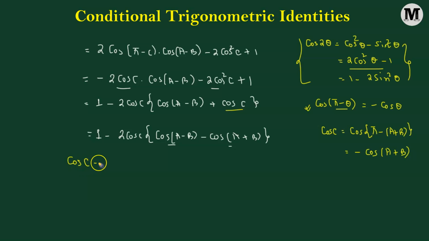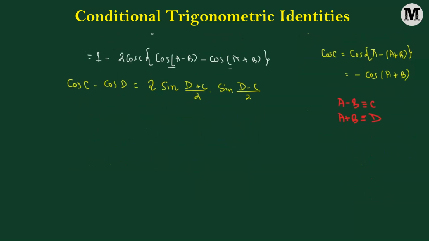Whenever we have cosine of C minus cosine of angle D, this is given by 2 times sine of (D plus C) over 2 multiplied by sine of (D minus C) over 2. For our case, here we have C corresponding to A minus B and D corresponding to A plus B. Let's write it down so that we do not make a mistake. So A minus B we consider equivalent to C, and A plus B we consider equivalent to D. This is only for our understanding purpose.